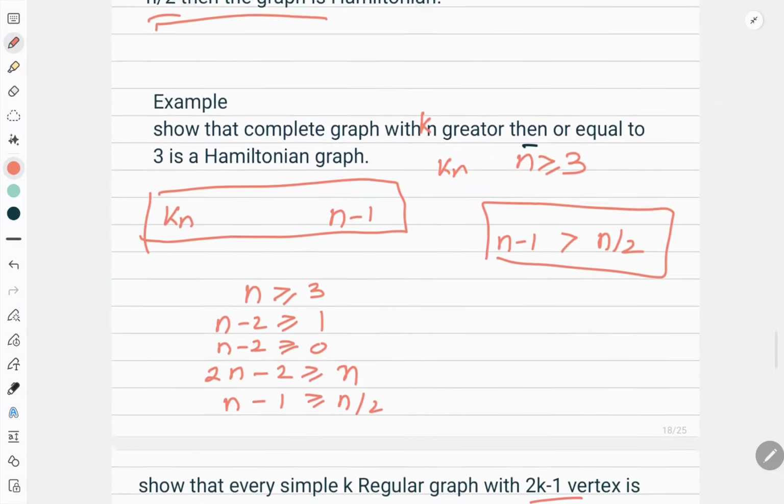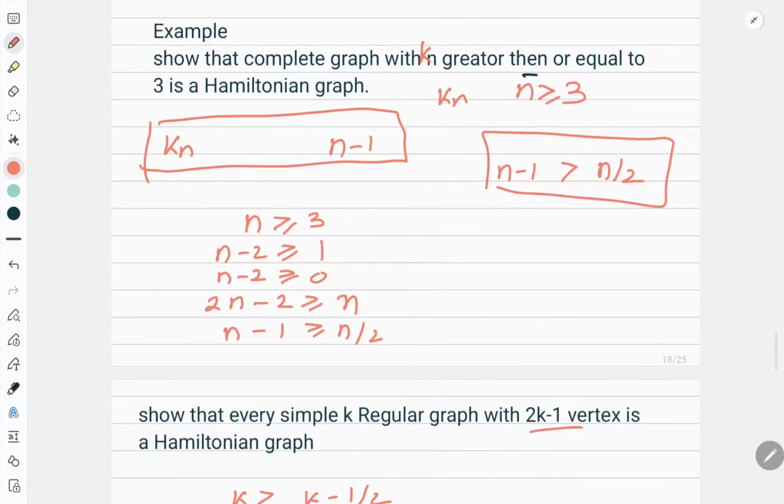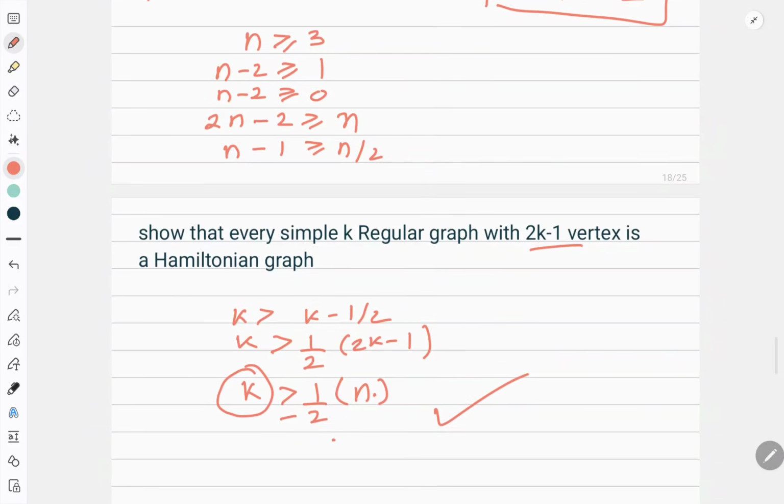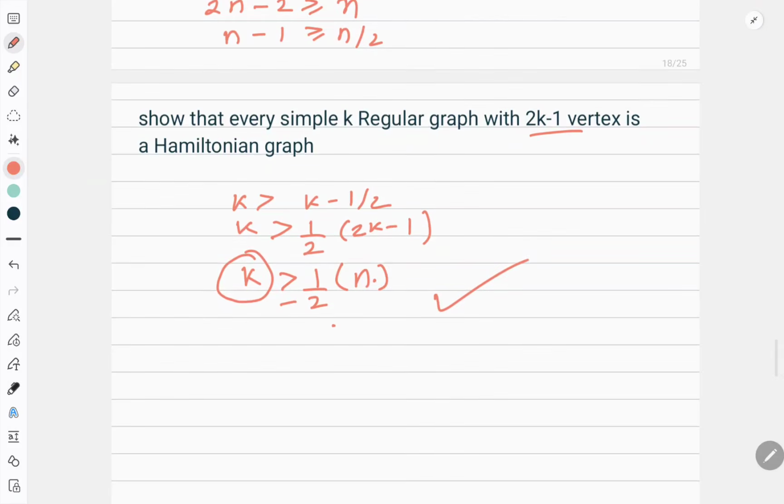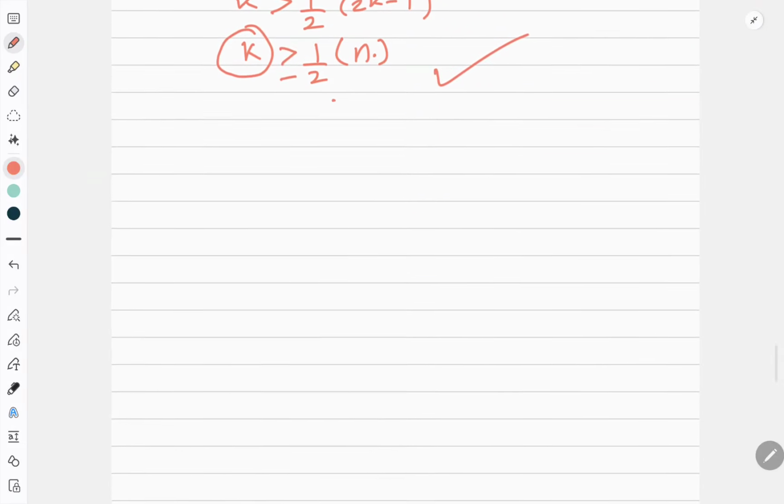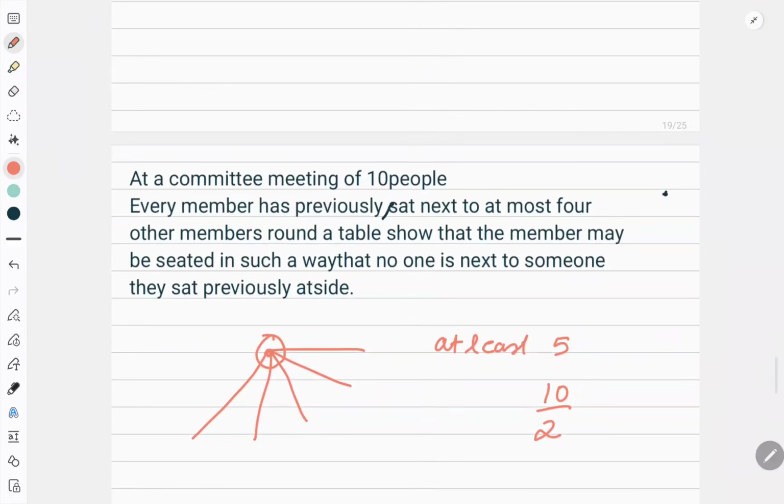Look at the result. The result says this only, no? The number of vertices divided by 2 should be less than or equal to the degree. That is what we have done. The degree is greater than 10 by 2, so this arrangement is possible. This question has been asked many times in exams. It is a very simple concept: you write that statement, explain it like this, and then you are done.